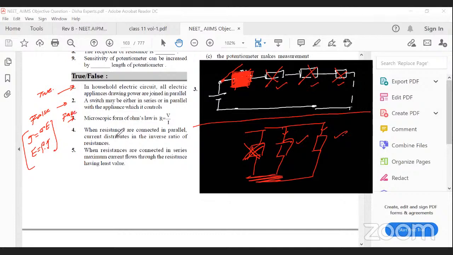Next, fourth one. When the resistances are connected in parallel, current distributes in the reverse ratio of resistance. What is the meaning of it? When resistances are connected in parallel, current distributes in the reverse ratio of resistance. Is that so? Okay, what is the formula for equivalent resistance? Equivalent resistance in parallel, sir.